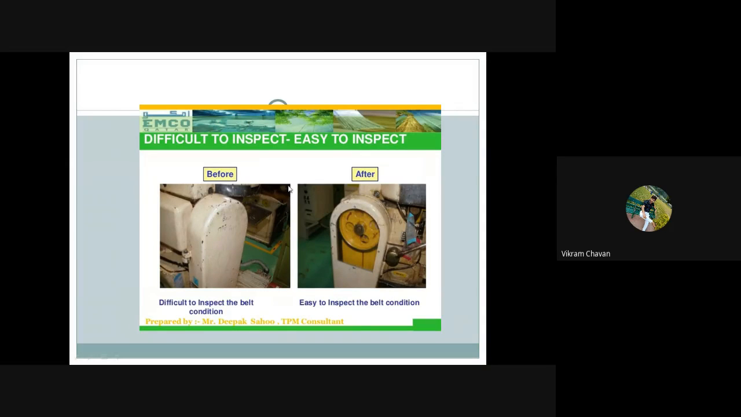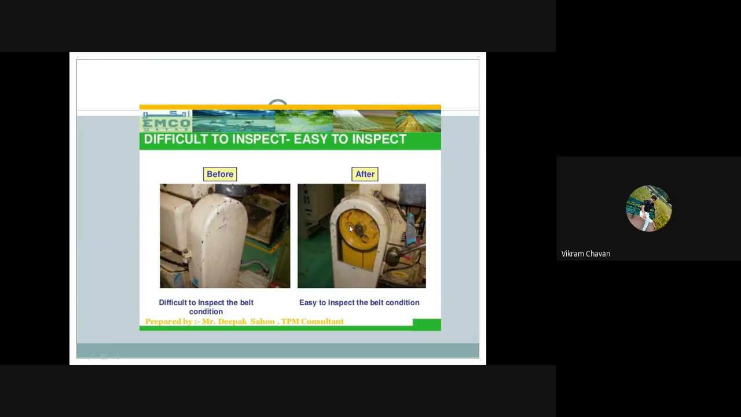Now here you can see how we can apply the Kaizen for inspection purposes. Here we can say that one motor is there and a pulley is there. Here you cannot visualize the condition of the belt. It is completely closed, so we cannot inspect that particular belt or see what its condition is. Okay, so that is the initial condition.